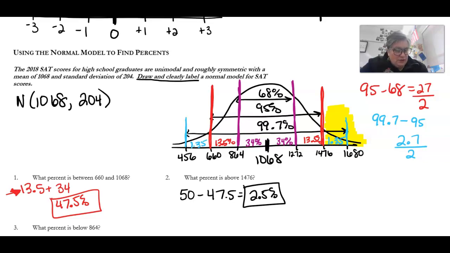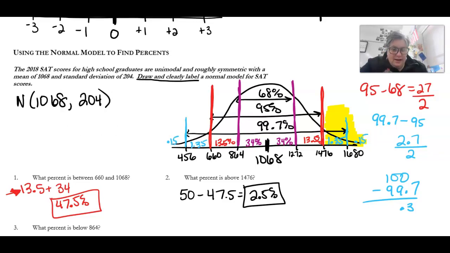Now, one thing you should notice, though, you remember it only went to 99.7, and it's supposed to go to 100%. So that is 100 minus 99.7 is a 0.3. But that's for both sides. So this number on the outside, let's find another color, do pink, is actually 0.15.